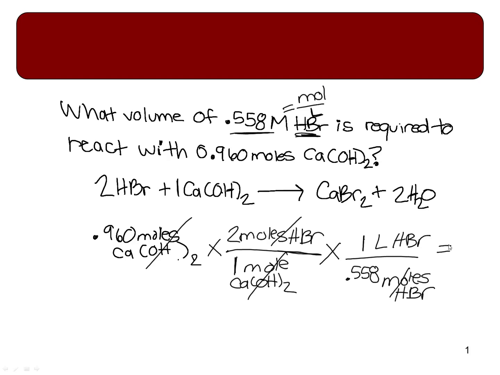Okay, so when we do the math, 0.960 times 2 divided by 0.558 should get about 3.44 liters HBr. Everybody get that? Awesome.